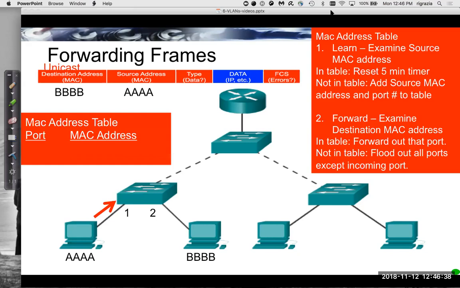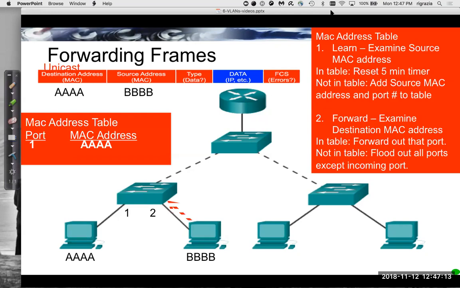First, it's got to build its MAC address table, and it does that by examining the source MAC address. If it's not in the table, it adds it along with the ingress port number. If it is in the table already, then it just updates the timer. So it forwards frames by examining the destination MAC address. If it's not in the table, it sends it out all ports, known as an unknown unicast. So it floods it out all ports except for the incoming port.